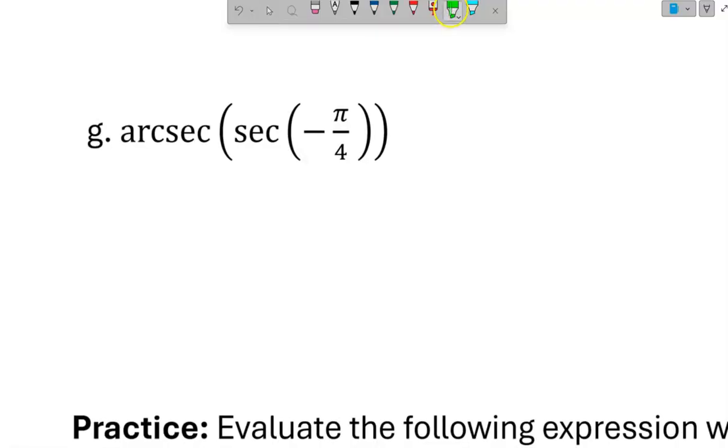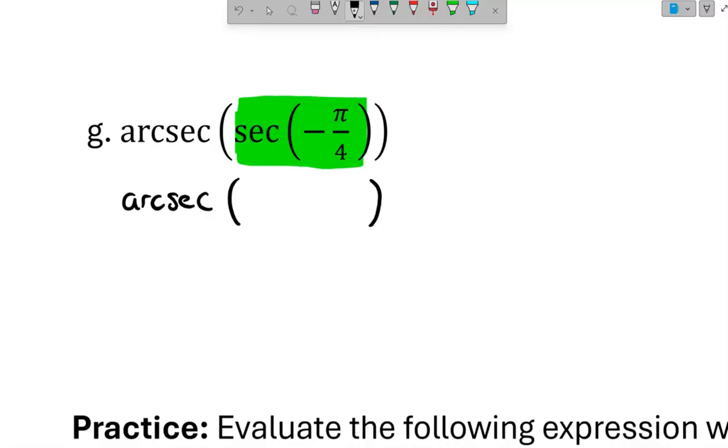Okay, so as I've mentioned here, we're going to go ahead and evaluate this inner function first, and then we'll take the arc secant of it. Secant of negative pi over 4, that's a quadrant 4 value, reciprocal of cosine. That is going to give me a value of the square root of 2. And from there, we would then use the same kind of information we looked at before. So the square root of 2 lies in my 45, 45, 90 triangle.